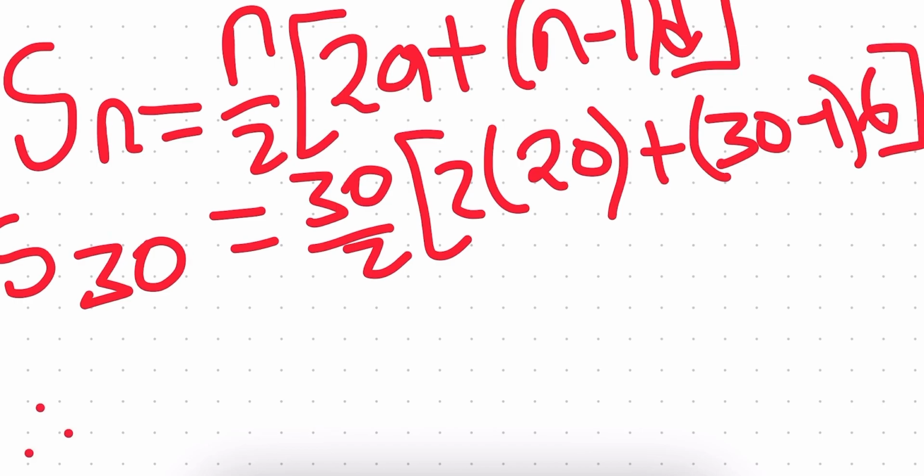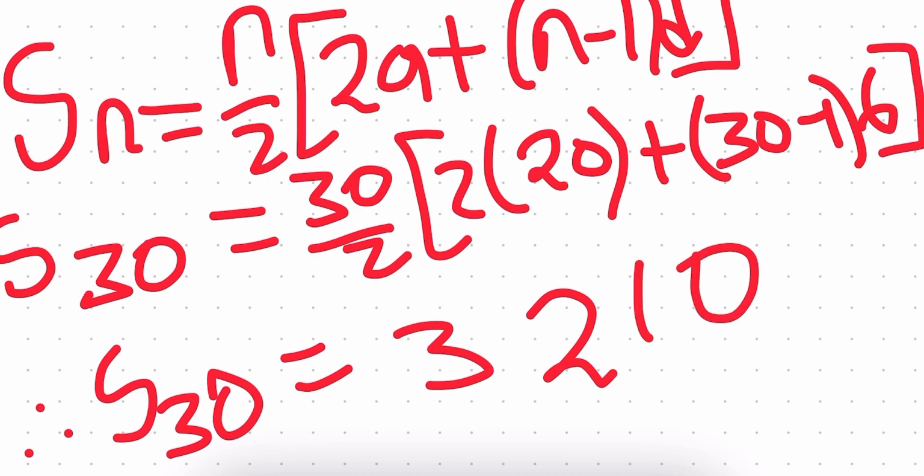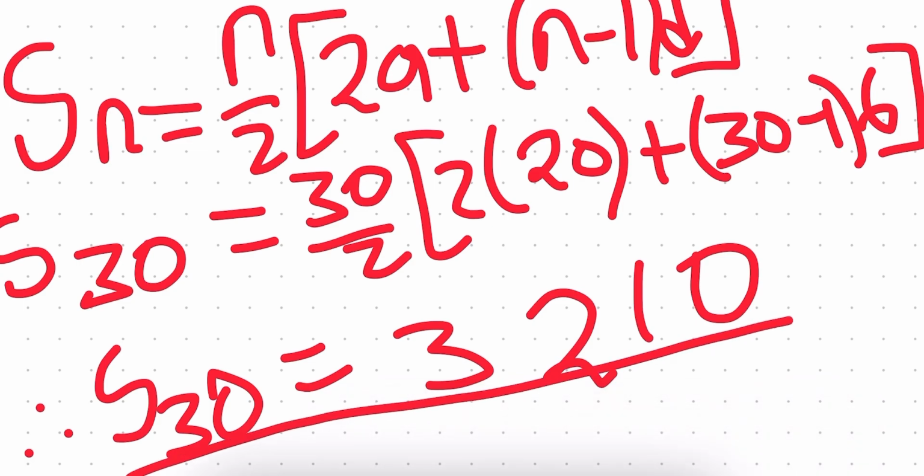Therefore, your S30 is equal to, you just have to plug this in your calculator. You don't have to complicate your life. I'm getting 3,210. That is what I'm getting. But the logic is simpler.